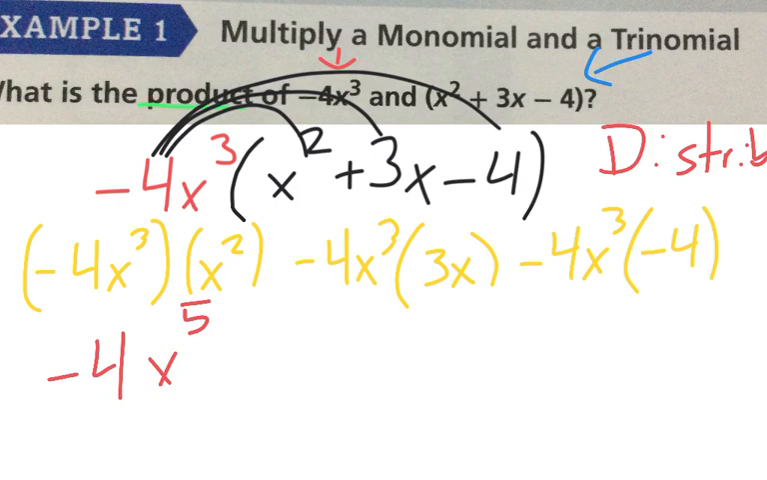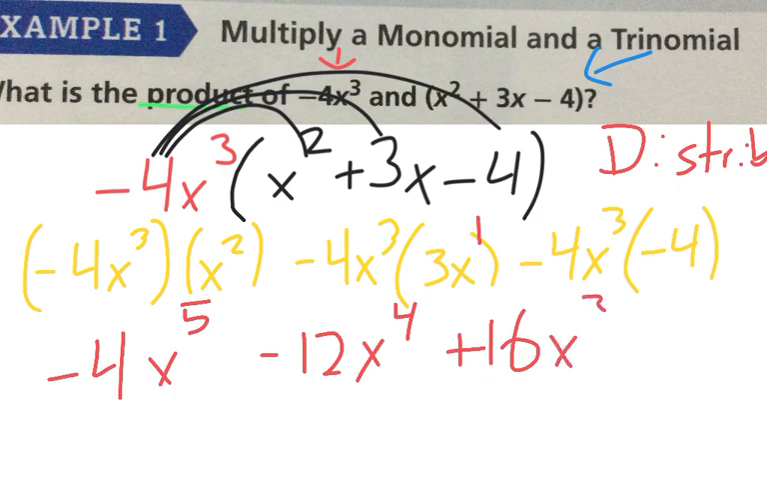Now do the second multiplication. Negative 4 times 3 is negative 12. Now what is x to the third times x? Well, remember there's an understood 1 there. So this is x to the third times x to the first. We would add the exponents, which gives x to the fourth. Then the last multiplication. Negative 4 times negative 4 is positive 16. The x to the third has nothing to get multiplied by, so we're going to write down x to the third.